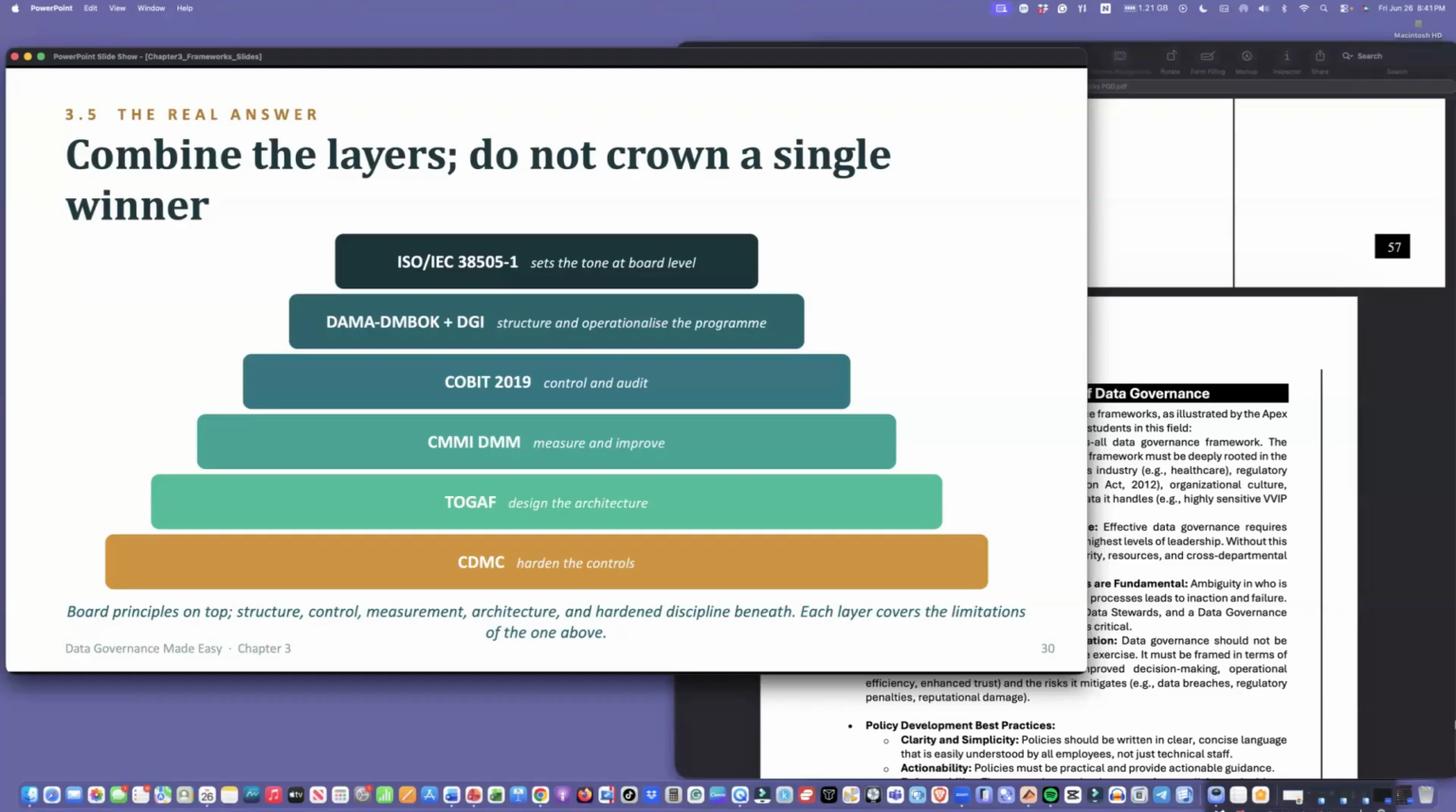Then I can go with DAMA-DMBOK and DGI to establish the structure and operationalize the program. Then to control and audit it, I'll use COBIT. To always have a continuous measurement and improvement program, I'll use DMM. To make sure it's integrated into my business architecture as I become more knowledgeable, I'll go back to the basics and integrate TOGAF, to make sure that sections of the business that are not integrated into the data architecture are done so.